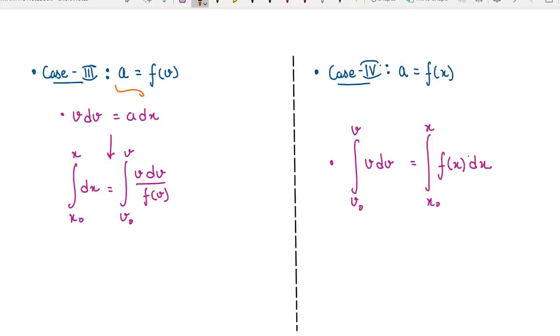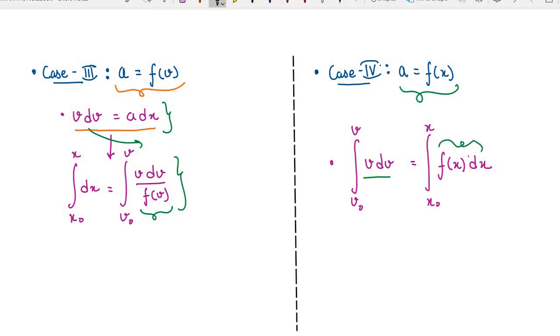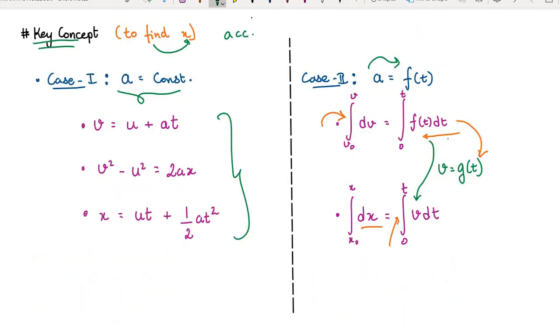Now if acceleration is given as a function of velocity, then we will use the equation v dv is equal to a dx, and we will integrate v dv by a, which is a function of velocity. Now the fourth case is when acceleration is given as a function of displacement. Here also we will use the same equation v dv is equal to a dx. We will integrate v dv from v0 to v and a dx, which is a function f of x, from x0 to x. So these are the four cases for different acceleration to find out the value of displacement.